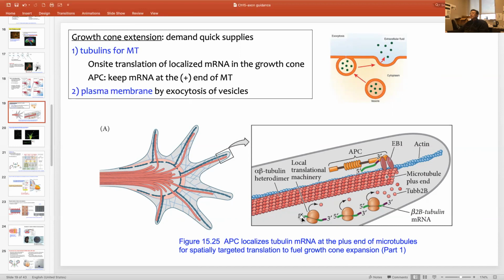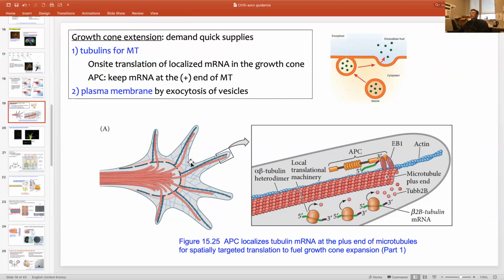So what you basically see here is that those messenger RNAs are actually present in the tip of the growth cone, and translation is happening in the axon terminals, okay? It's called on-site translation. That is what supplies all these tubulins quickly for rapidly growing the microtubules. Okay, the second supply they need is the membrane.